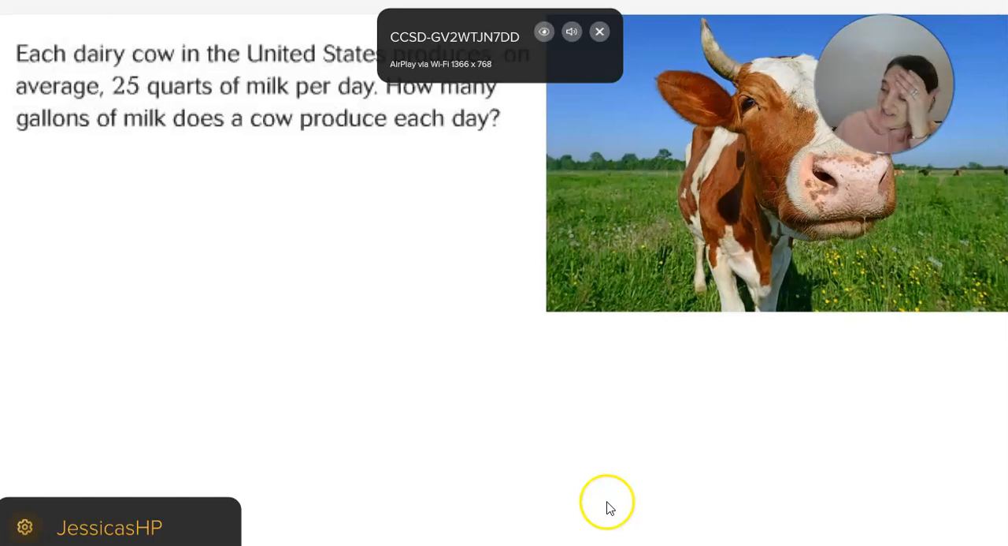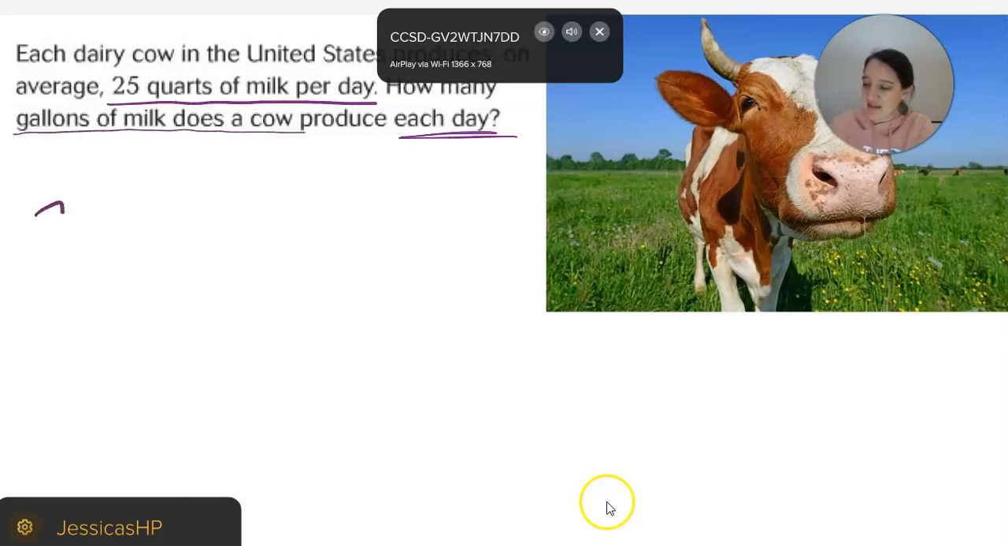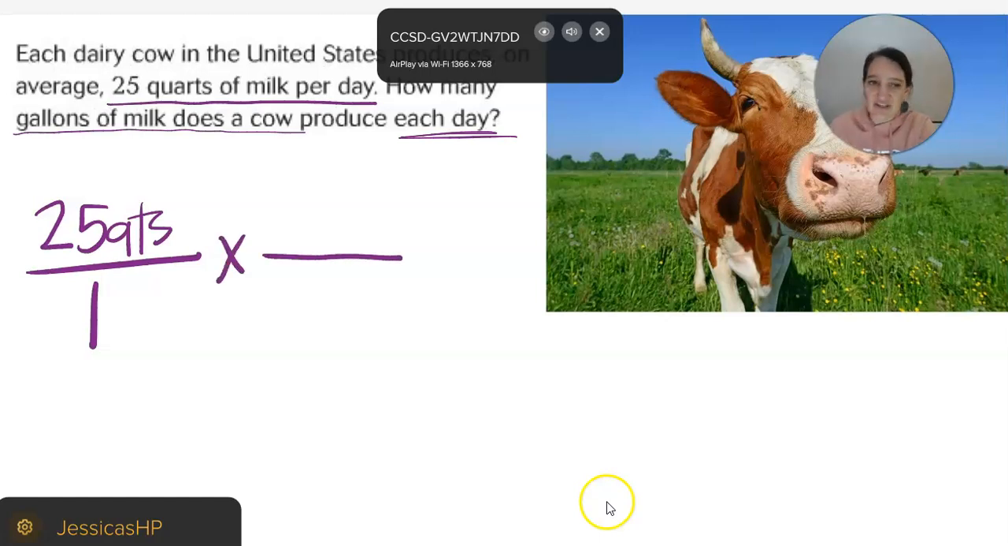So, first problem I'll show you. Each dairy cow in the United States produces on average 25 quarts of milk per day. How many gallons of milk does a cow produce each day? Okay, so we're going to start by making it a ratio. And kind of like making it a fraction, we just put it over 1. We're going to times it by another ratio. So this is our setup. We have 2 ratios being multiplied by each other. We're going to put quarts on bottom, and we want to get to gallons, so we're going to put gallons on top.